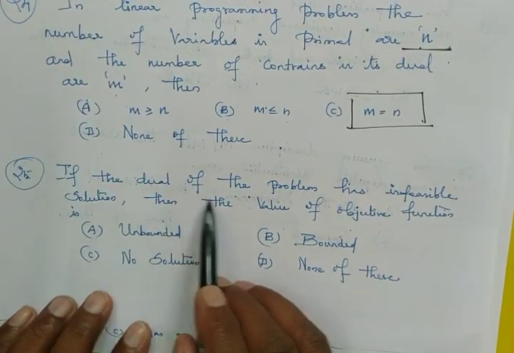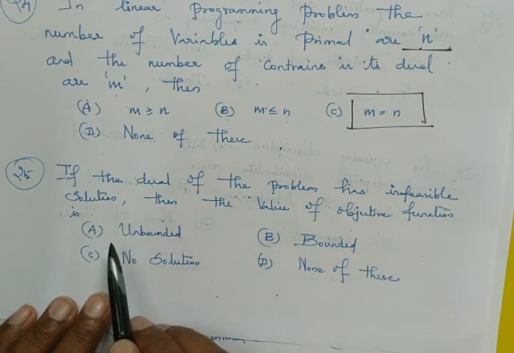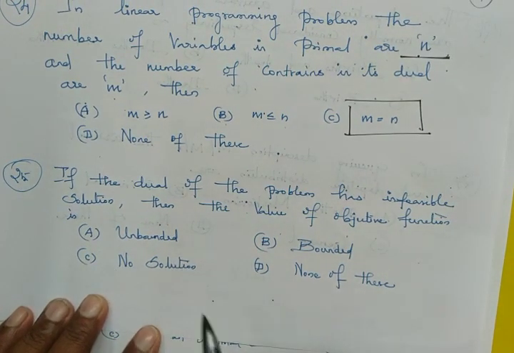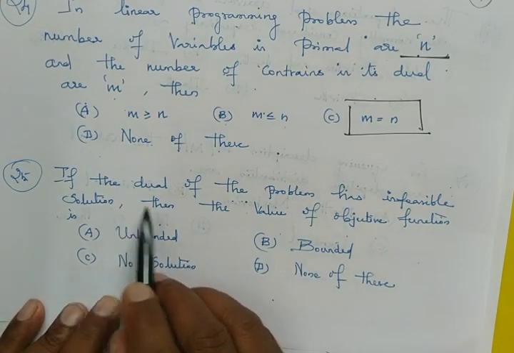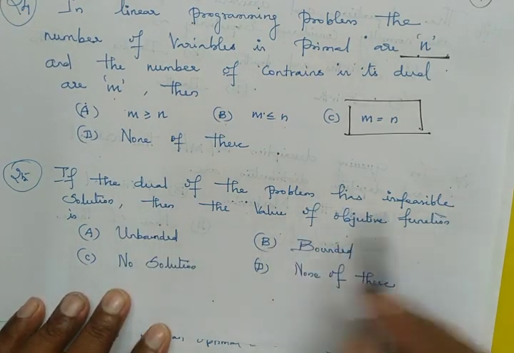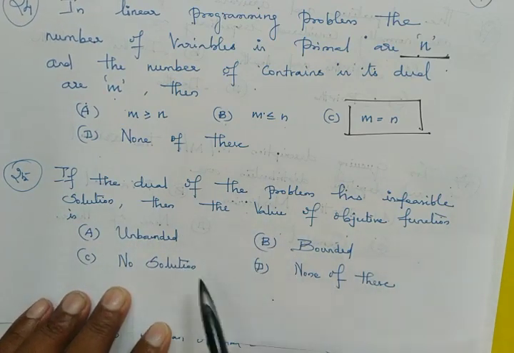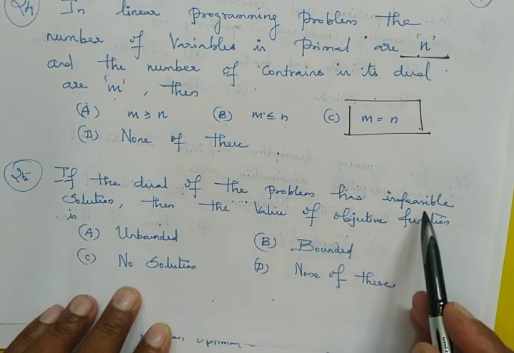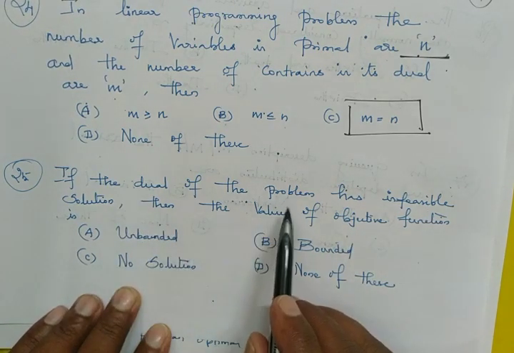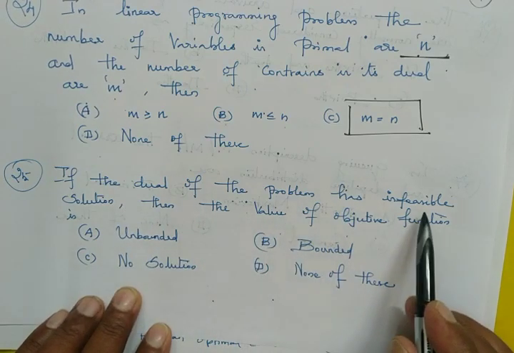The dual of the problem has an infeasible solution. This problem is based on the results I told you are important. Based on that, if the dual of the problem is infeasible, then the value of the objective function is what? Infeasible.